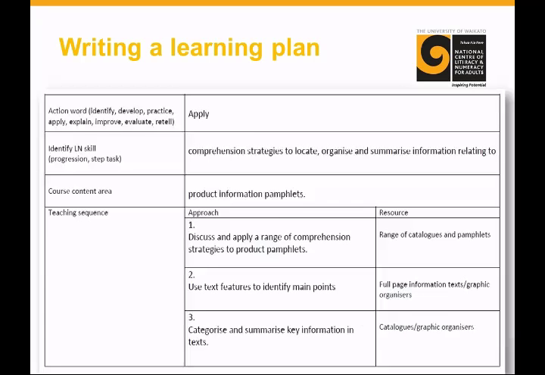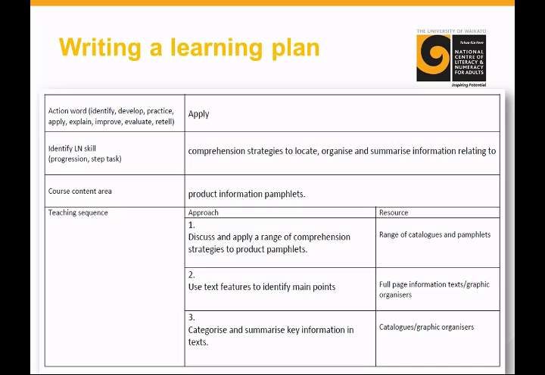Just to give you some other examples of writing a learning plan, here's another one we used for the same retail course I was talking about earlier. As a part of the task, when we looked at the reading tasks, they had to read information pamphlets about new products and so on. And so we wanted them to apply comprehension strategies to locate, organise and summarise information relating to product information pamphlets. And you can see that applying comprehension strategies to locate, organise and summarise is one of the key statements taken directly from the comprehension progression, sitting at step 5.